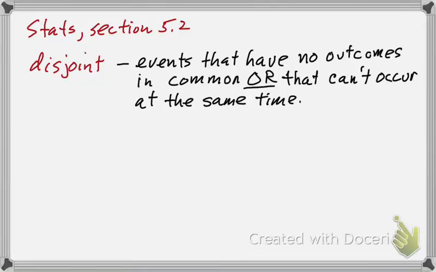The first thing to take notice of is this idea of disjoint events. So you can write this definition down. Now this says events that have no outcomes in common or that can't occur at the same time. So in real life, anybody think of disjoint events? Events that have no outcomes in common or can't occur at the same time. Two different ways of looking at the same thing.